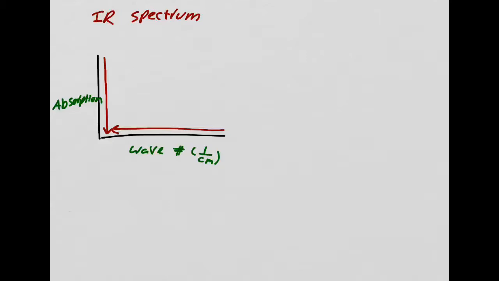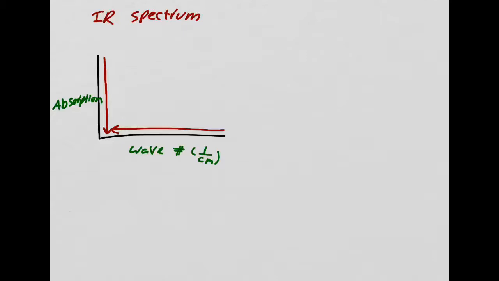So the most useful information from IR that you can get is what functional groups are present. Different bonds get vibrationally excited at different frequencies, so we can tell what type of bond we have.